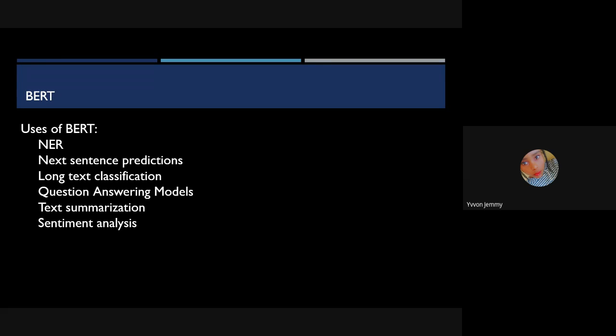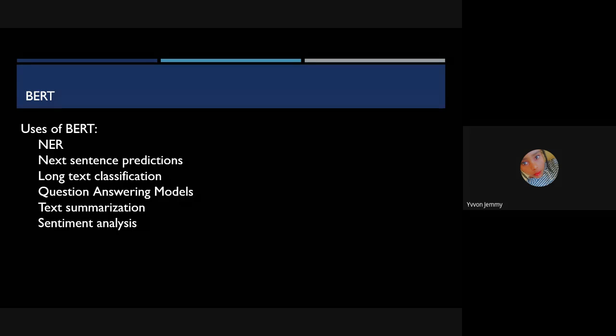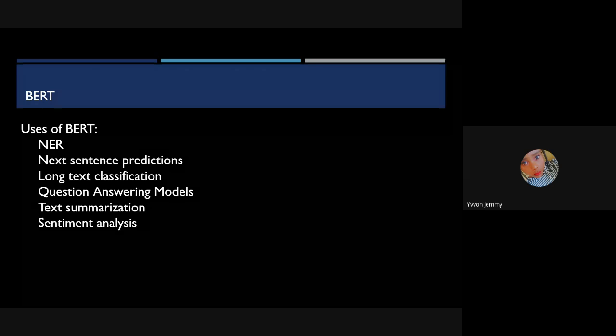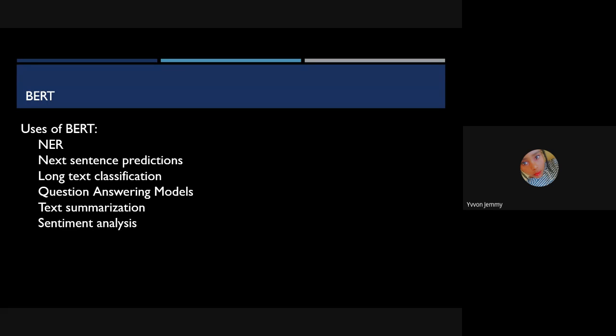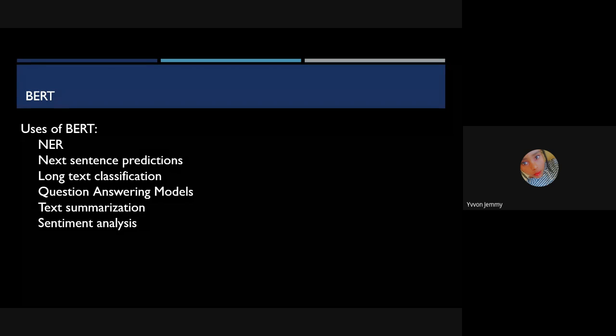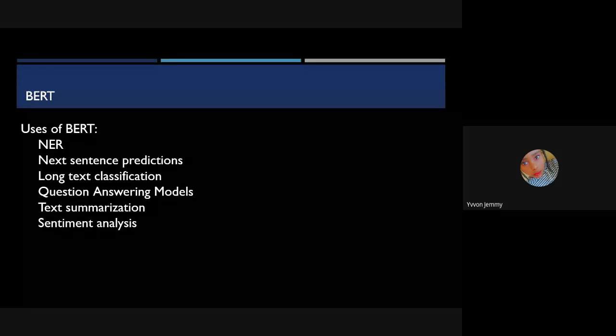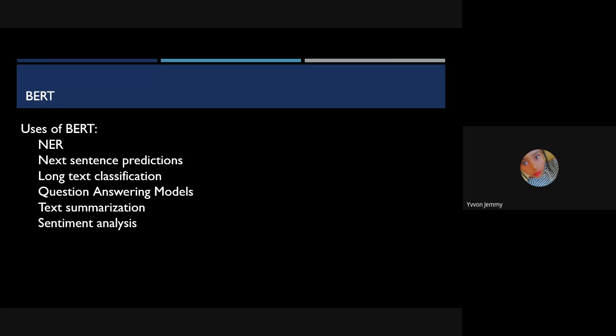Then there is sentiment analysis. Sentiment analysis is used to analyze whether people liked something or not. We can say sentiment analysis is used to rank items. For example, this item was very good. I really didn't like this item. It was very bad. That is an example of sentiment analysis. Those are the uses of BERT.